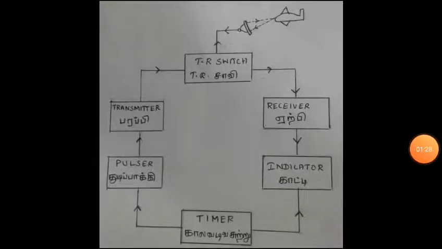Here we have the block diagram of radar. The transmitting section has a transmitter and pulser, and the receiving section has a receiver and indicator. Both are joined together by a timer, and at the top of the block diagram there is a TR switch. The TR switch is connected to the antenna. When the electromagnetic wave sent by the antenna hits the target, it returns back to the same antenna and is received by the same antenna. The TR switch connects the receiving section to the receiver, and the indicator shows the transmitted as well as the received pulse at the same time.